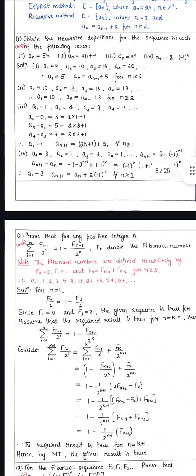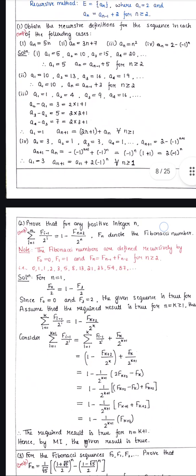Then for the starting value, what is n? For a1 it is 10, that we have not mentioned. Until when will it be correct? When n is greater than or equal to 2. Until a2 it is correct.